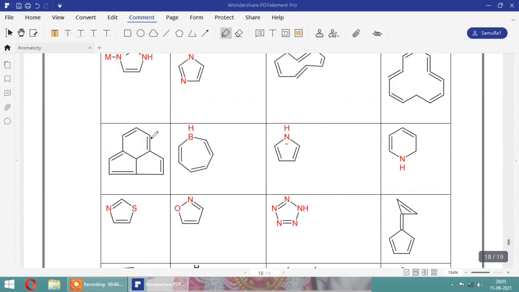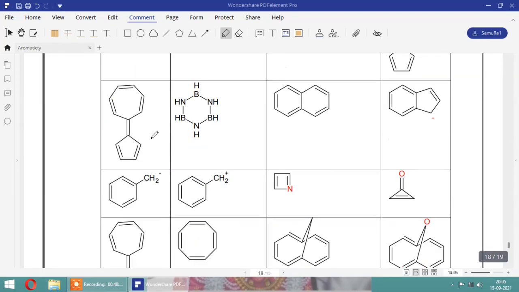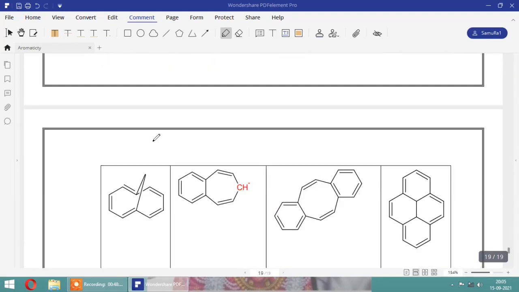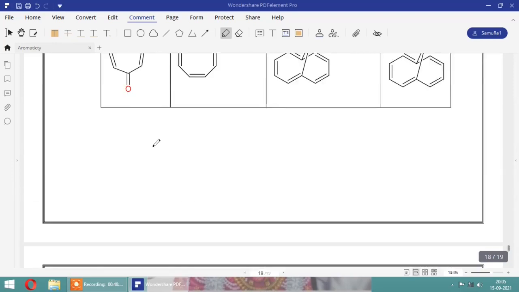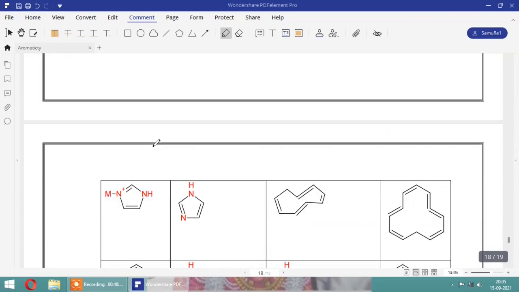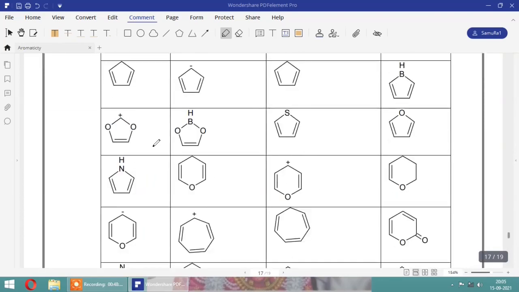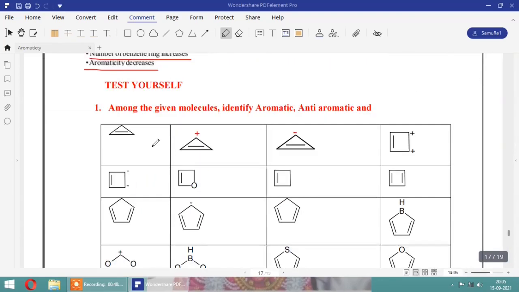For these I have given nearly 30 compounds. You try it yourself and identify which is aromatic, which is non-aromatic, which is homoaromatic. The PDF document is attached and given in the description box. You can download it from the description box.